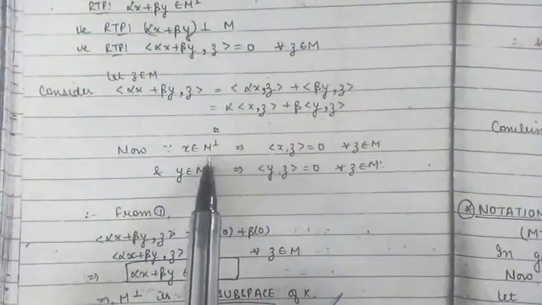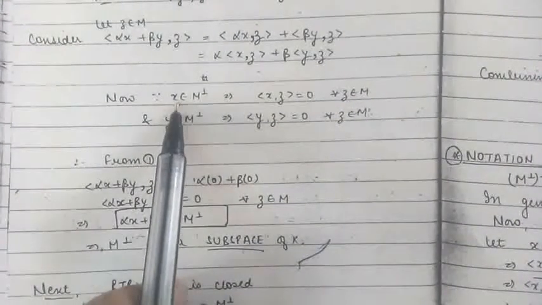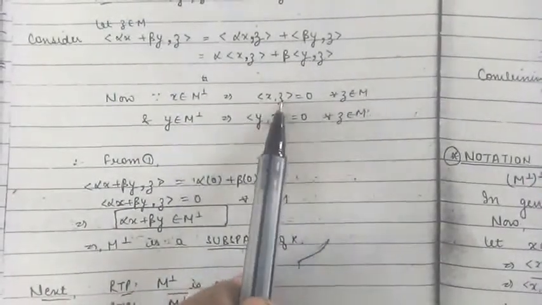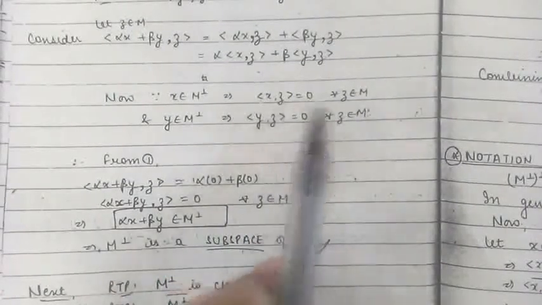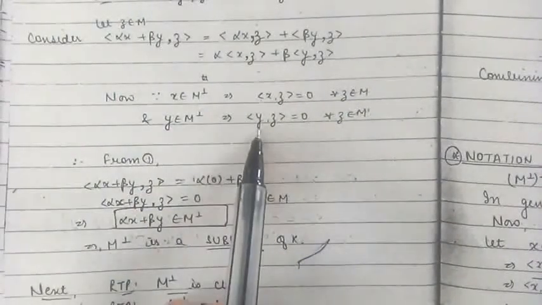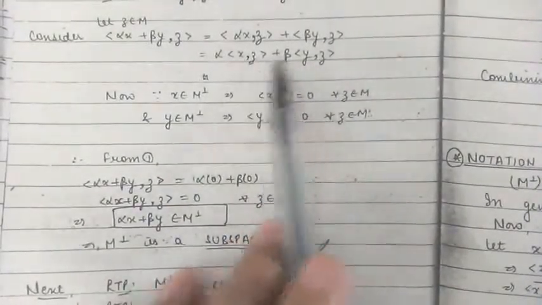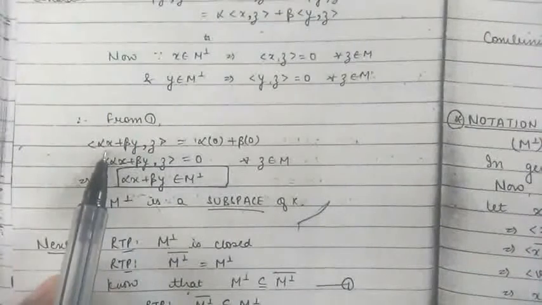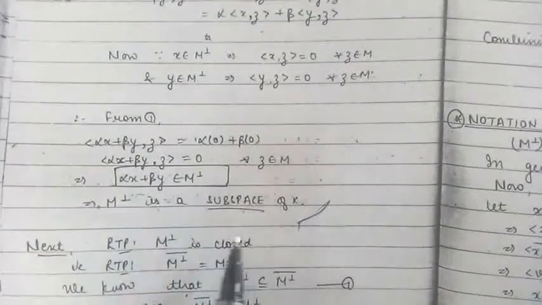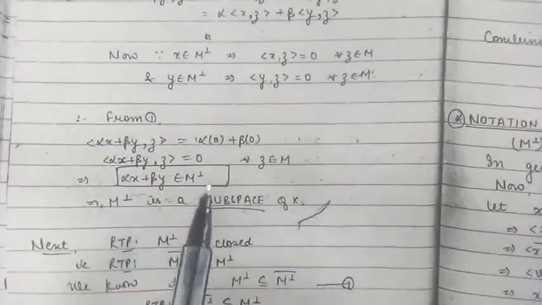Now we can see that X and Y belong to the annihilator of M. So by definition of annihilator, if X belongs to the annihilator of M, X will be orthogonal to M. It means the inner product of X with every element of M will be 0. So the inner product of X with Z will be 0. In the same way, Y belongs to the annihilator of M, so the inner product of Y with every element of M will be 0. So these two terms become 0. So we get the inner product of alpha X plus beta Y with Z is equal to 0. So we can say that by definition alpha X plus beta Y belongs to the annihilator of M.